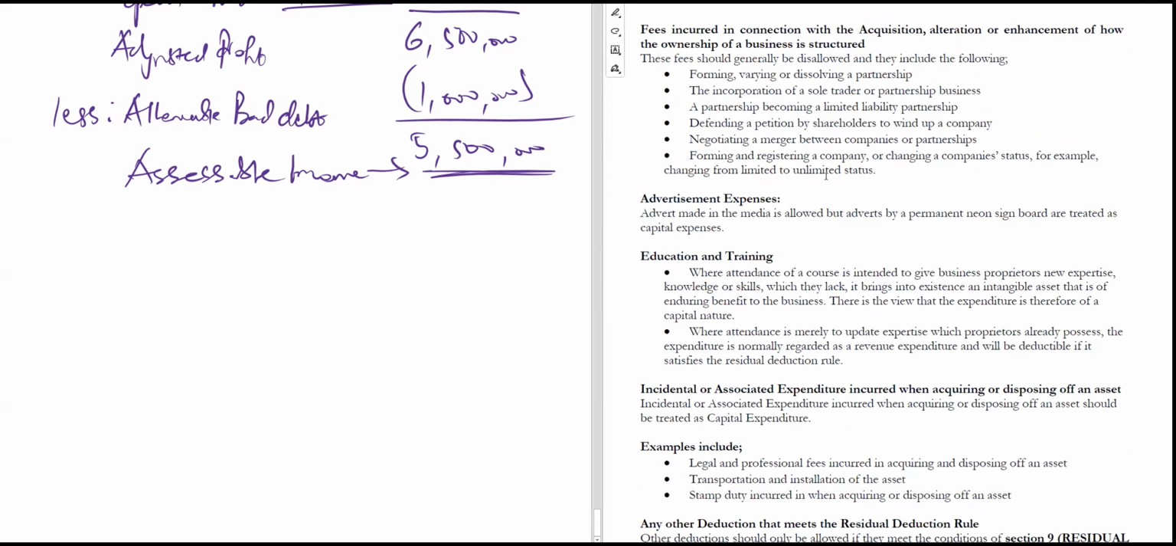So when you incur costs in the forming, varying, or dissolving of a partnership, is disallowed. When you incur costs to incorporate a sole trader or partnership business, disallowed. A partnership becoming a limited liability company, the cost you incur, disallowed. When you defer a petition by shareholders to wind up a company, disallow. When you negotiate a merger between companies or partnership, disallow. When you form a registered company or change a company status, for example, change from limited to unlimited status, disallow. So any change in ownership situation, disallow.